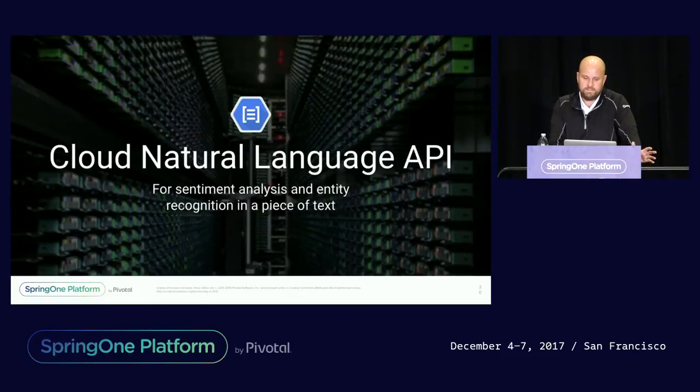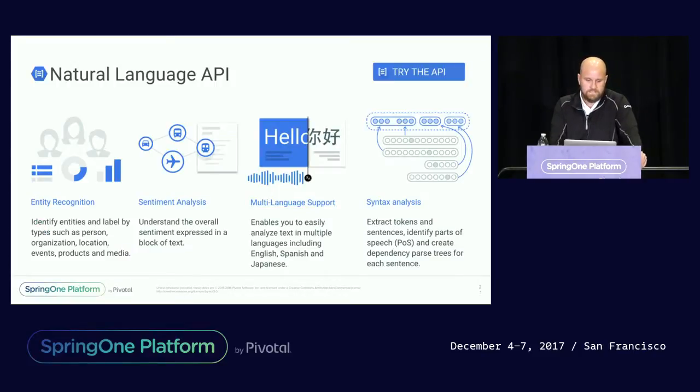For sentiment analysis and entity recognition inside the text, you can also gather that data with our language API. Entity recognition identifies entities, labels, types of persons, organizations, events, things of that nature. Multi-language support, again. Syntax analysis: extract sentences, identify parts of speech, and create dependencies.